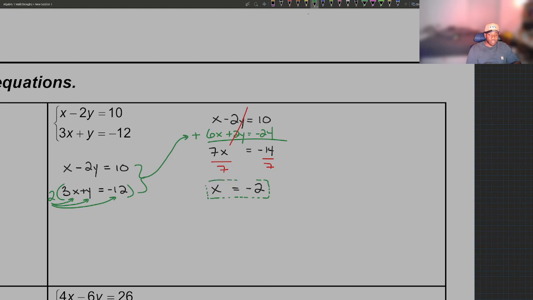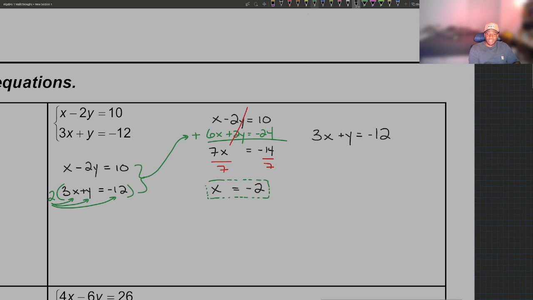And again, when we're solving with elimination, we're describing a point on a graph, and that's never going to happen with just one value. We need a y value as well. So we're going to plug that value for x into either equation to figure out the y value. I'm going to pick that second equation this time, so 3x plus y equals negative 12.